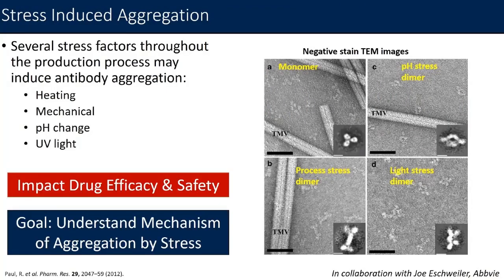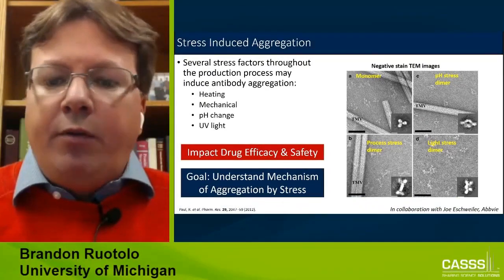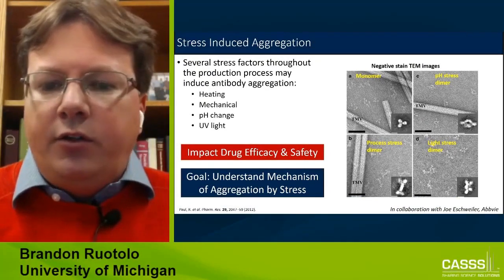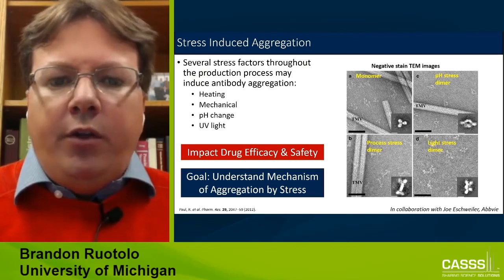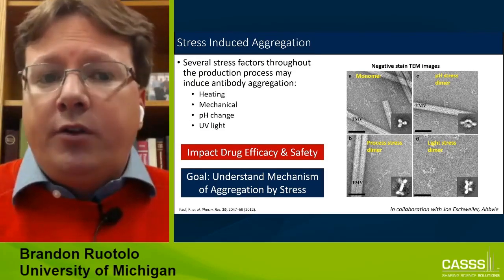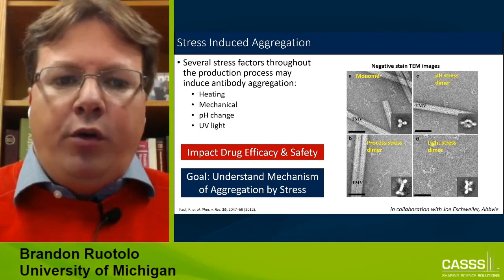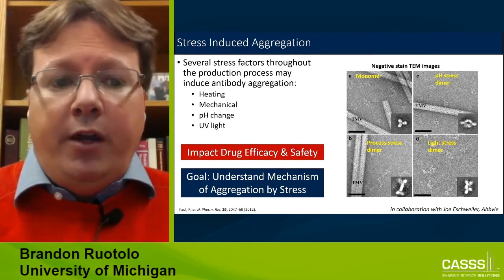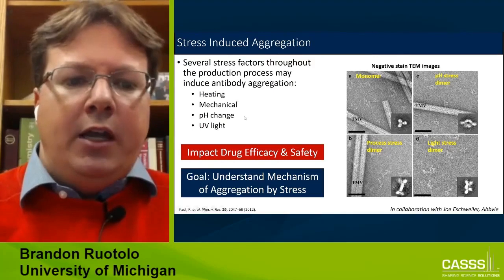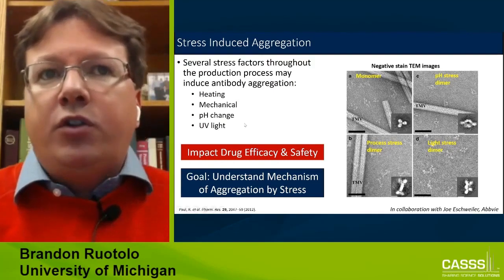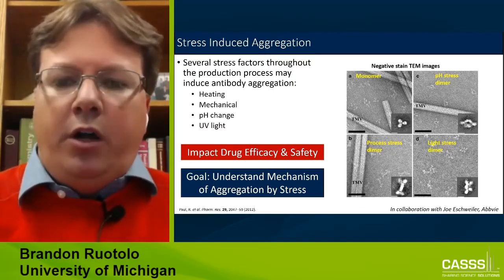The next vignette I want to share with you is some collaborative work we're doing with AbbVie. Our contact there is Joe Eschweiler. So here the question is about the dimer structures produced upon stress for a group of antibodies. Here we're going to be stressing the antibodies a couple different ways, most notably using heat and pH, and asking questions about the different structures the dimers might take upon stress.